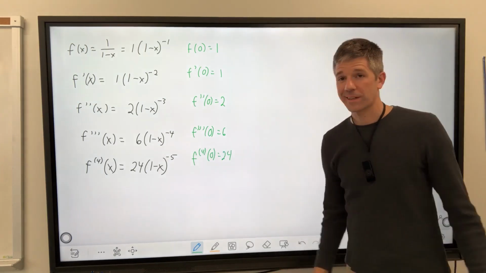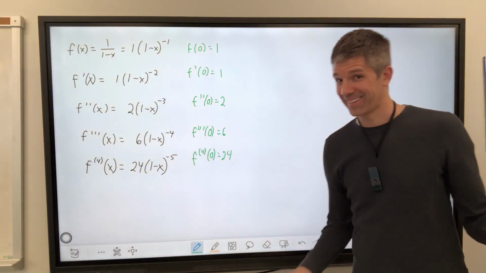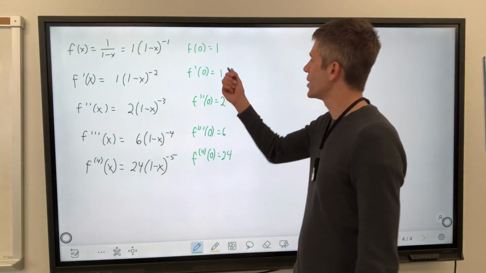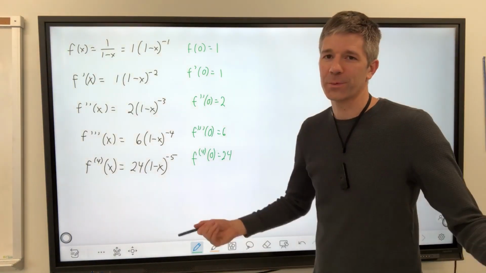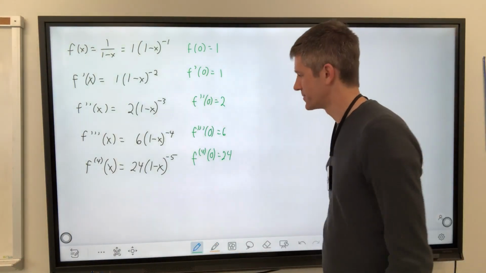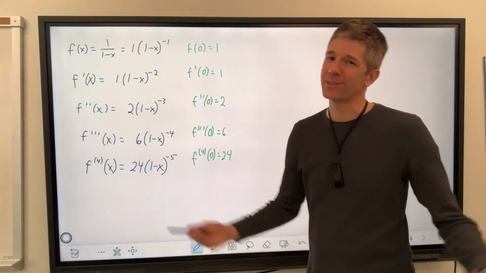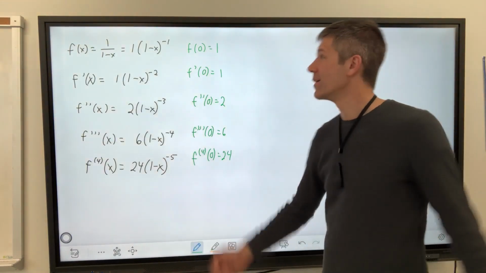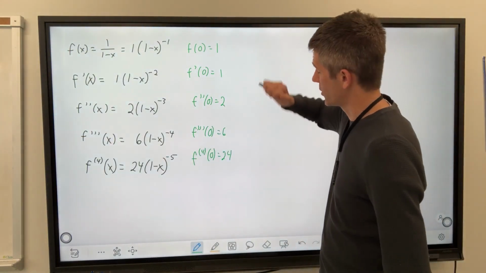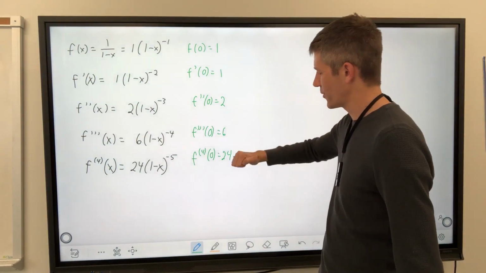Okay. Clearly you see a pattern with that, right? Do you? Huh? 1, 1, 2, 6, 24. What's the next one? I'm not telling. But it's 24 times 5, which is 120, which is 5 factorial. 0 factorial, 1 factorial, 2 factorial, 3 factorial, 4 factorial.